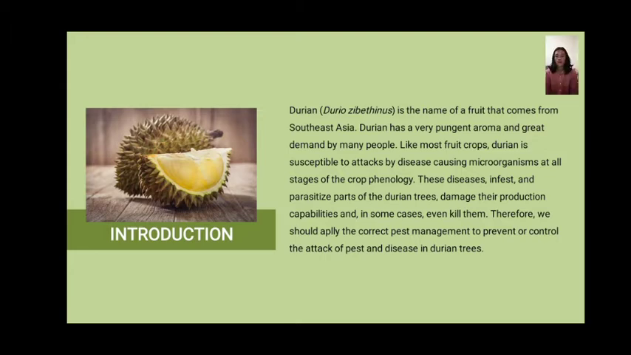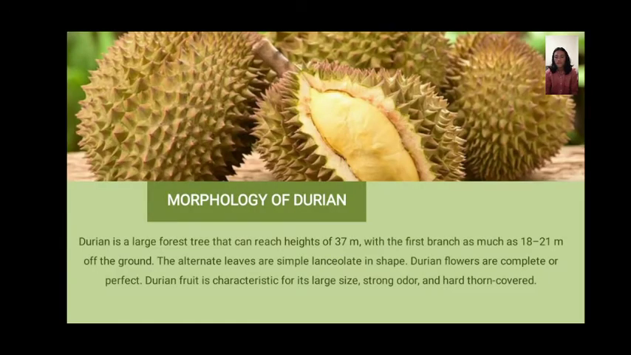Durian, in Latin Durio, is the name of a fruit that came from Southeast Asia. Durian has a very pungent aroma and is in great demand by people in the world and in Indonesia, of course. Pests and diseases infest and parasitize parts of the durian trees, reducing their production capabilities and in some cases even killing them. Therefore, we should apply the correct pest management to prevent or control the attack of pests and diseases in durian trees. And next, the morphology of durian.